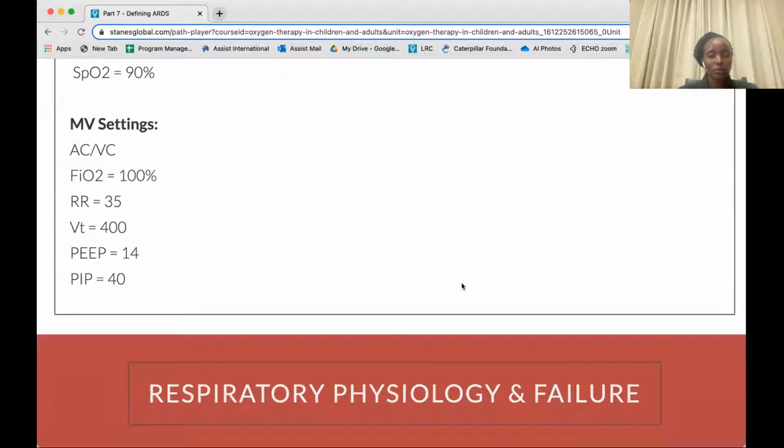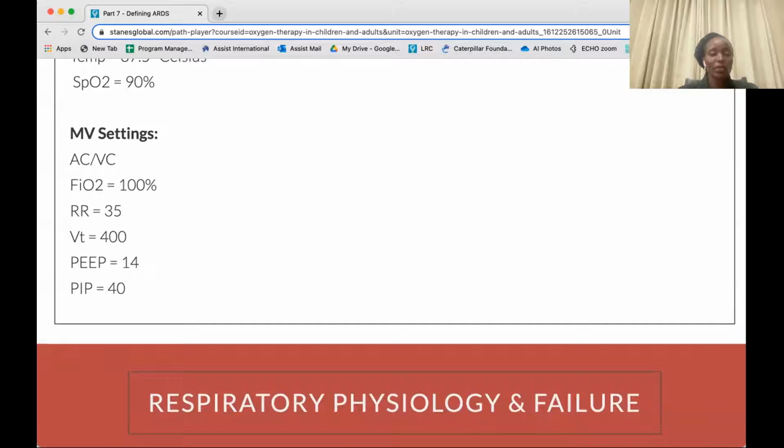On the mechanical ventilation settings, he's on assist control. AC means assist control, volume mode, so it's on volume control. FiO2 is at 100%, the respiratory rate is 35, tidal volume is 400, PIP is 14, and peak inspiratory pressure is at 40.